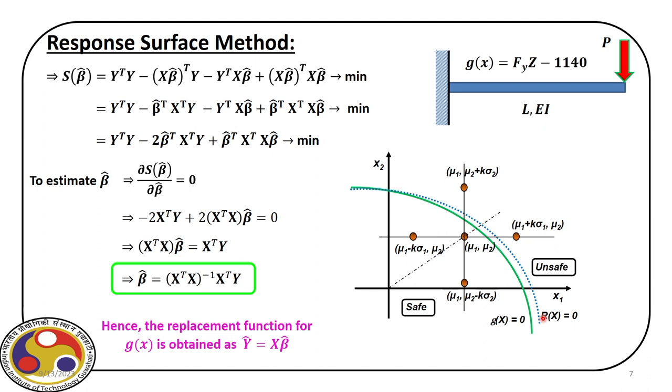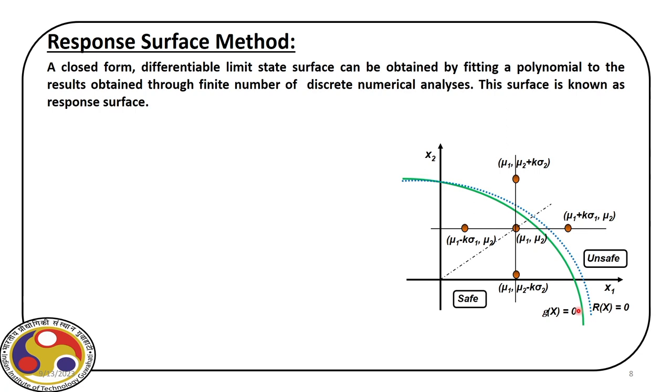Now we use this model as the expression for this response surface, either g hat x or R(x), whichever way we express it. Then instead of working on this g(x), we work on this R(x) and then solve the reliability problem. So this R(x) that we fit has a closed form expression. And the moment we have this closed form expression, we can differentiate this limit surface, which is R(x) or g hat x. And then we can find the gradient.